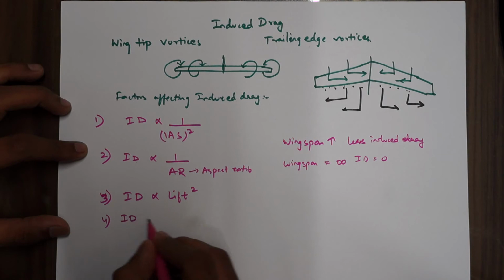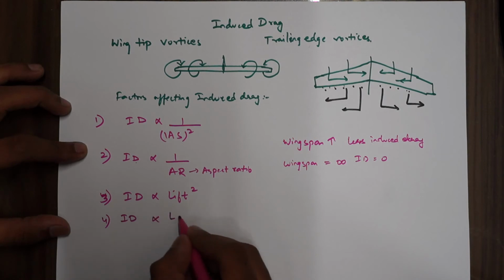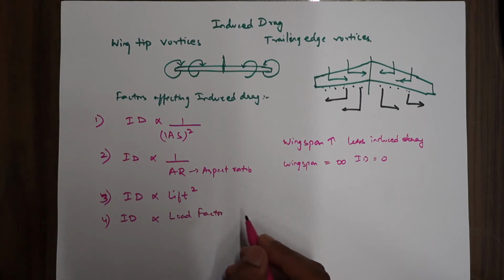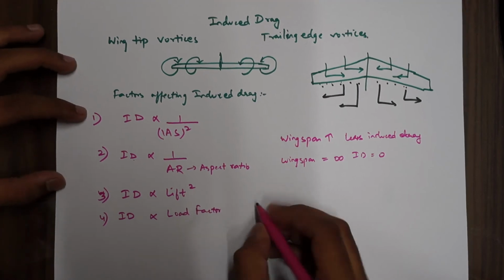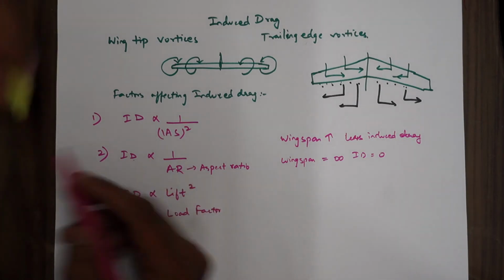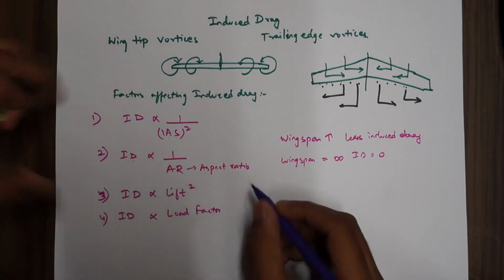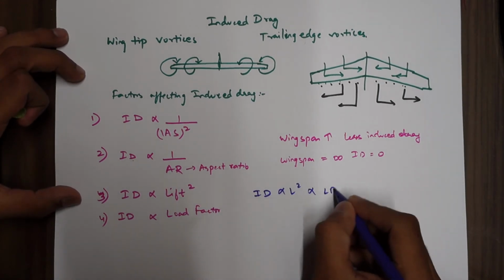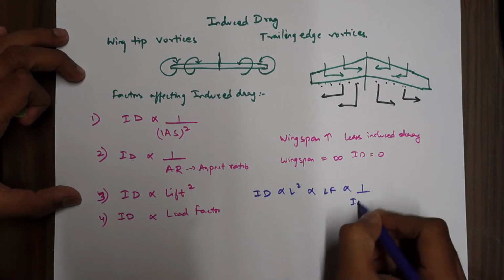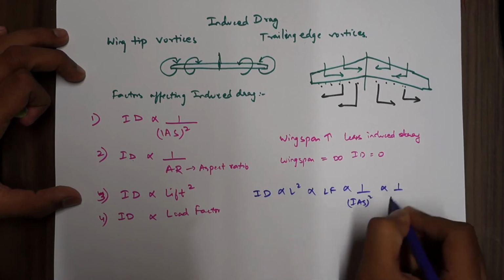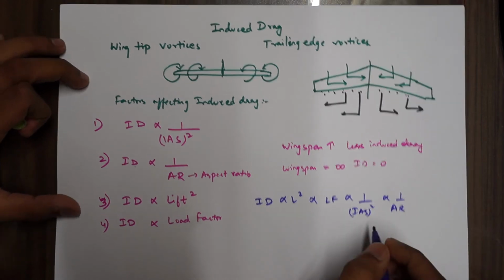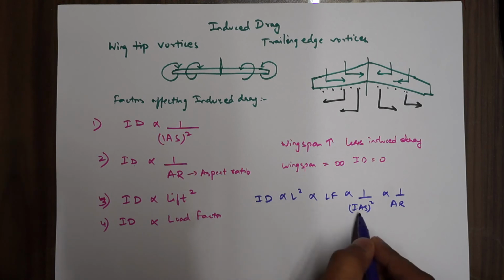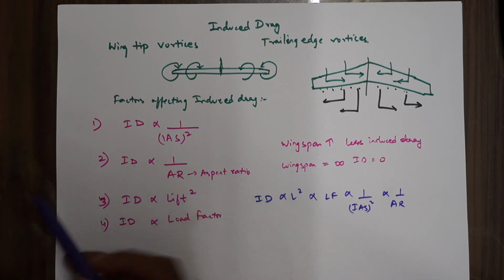Then we have induced drag by load factor. So we'll just sum it up into one equation so that you can remember. This is the equation, I'll just write it down. Induced drag is proportional to lift square, load factor, 1 by IAS whole square, and 1 by aspect ratio. So with this you can solve any sort of problem given to you. If somebody asks what happens to induced drag when IAS is squared, it reduces.